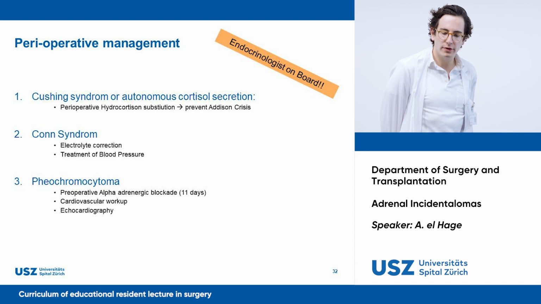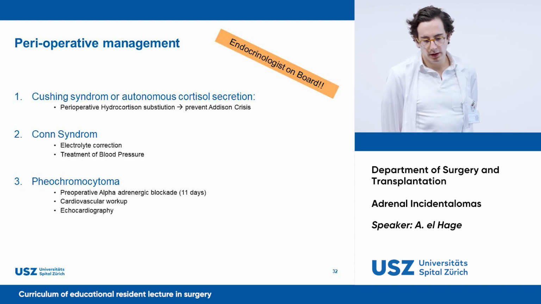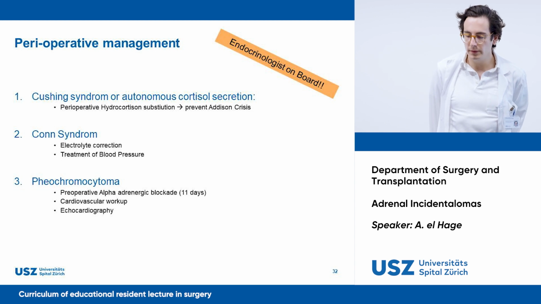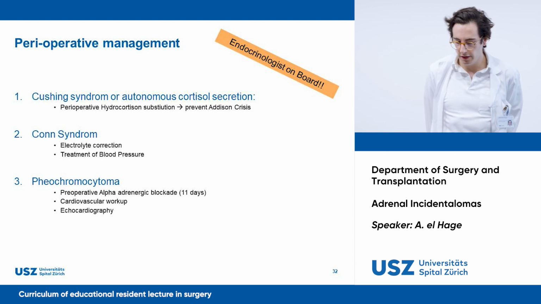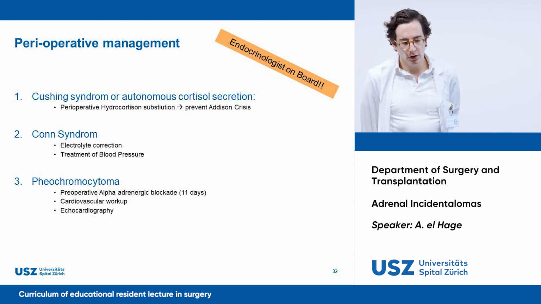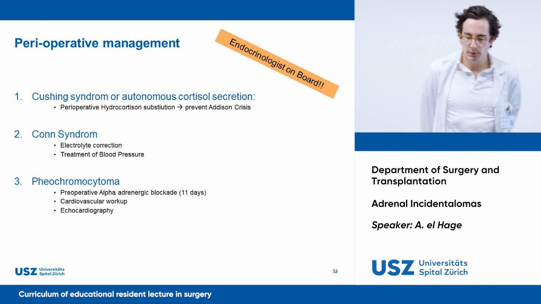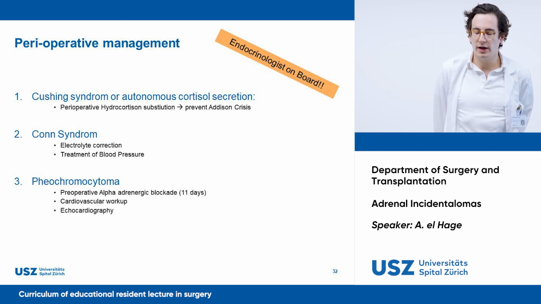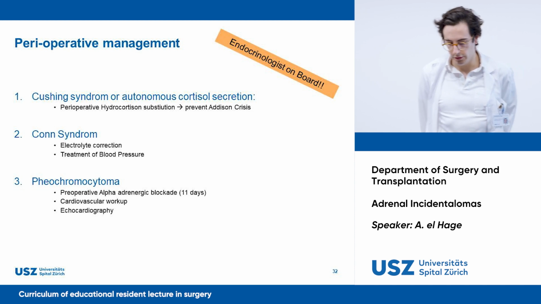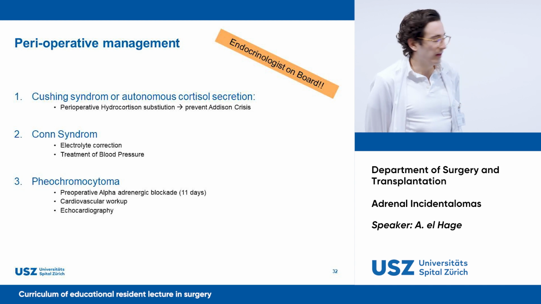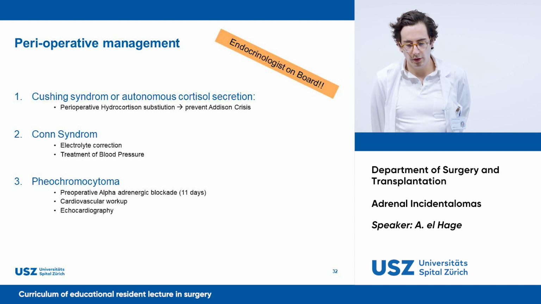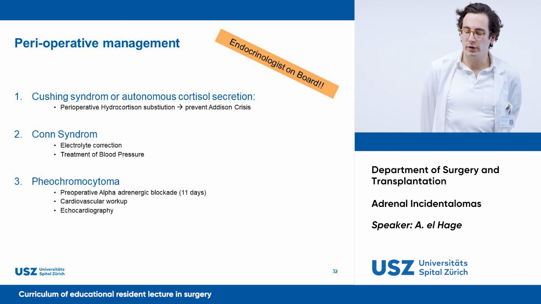Now, for the perioperative management, in Cushing, remember, you will have to start a hydrocortisone substitution in order to prevent an Addison crisis. In Conn syndrome, you have to go for electrolyte correction and blood pressure treatment. And in pheos, very important, you have to start preoperative alpha-adrenergic blockade. That will prevent a hypertensive crisis during surgery. Then a cardiovascular workup is also recommended. And what I want you to remember is that for the perioperative management, always have an endocrinologist on board.